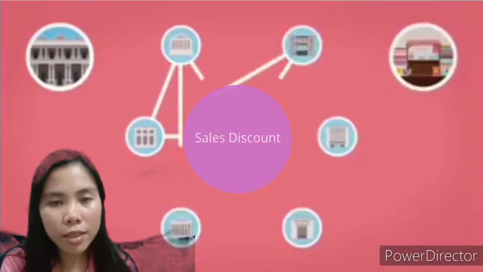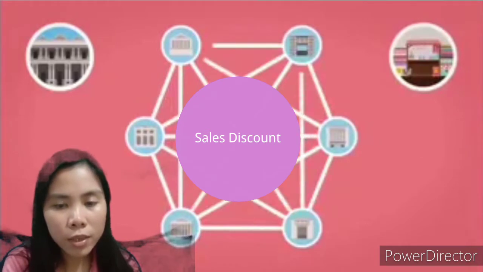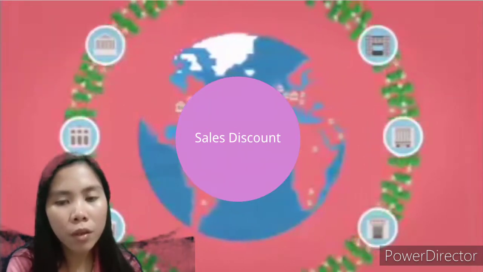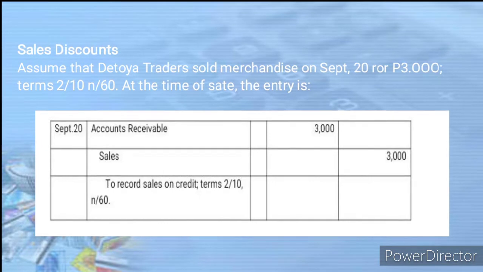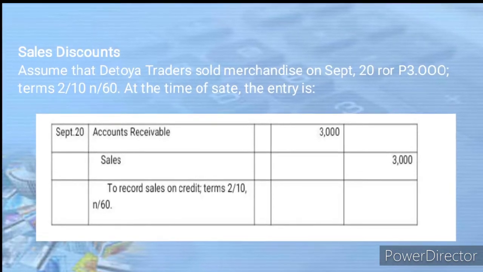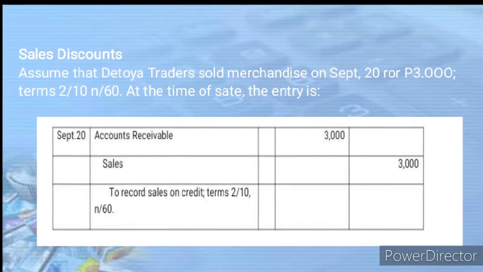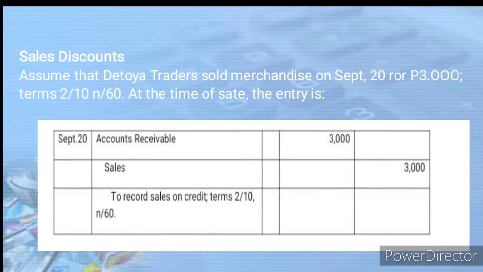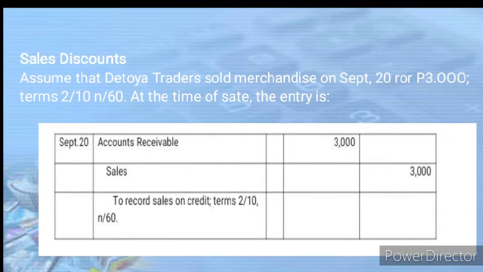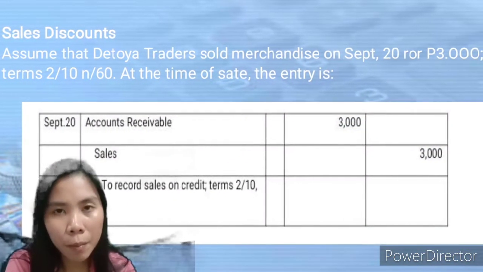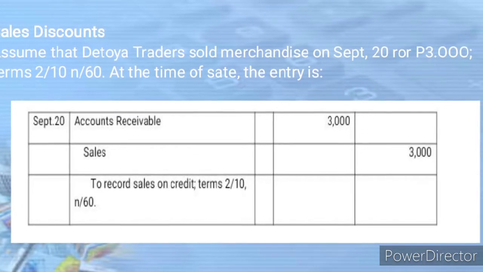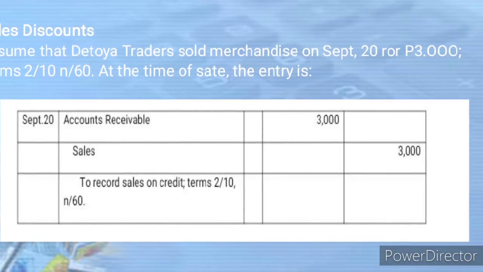And now we will discuss sales discount. These are discounts granted to customers for early payment. Sales discounts are given by the sellers to the buyers. Example, assume that Toya Traders sold merchandise on September 20 for 3,000 pesos, terms 2/10, n/60. At the time of sale, the entry is September 20, debit accounts receivable amounting to 3,000, credit sales amounting to 3,000 to record sales on credit.